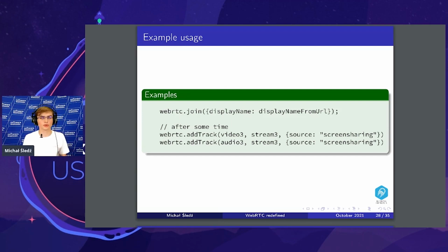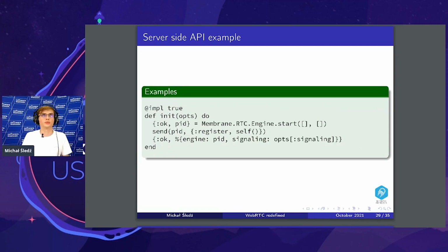So we don't have to think about any SDP or ICE stuff or race conditions, and we are provided with some abstraction layer. After some time, we can try to add more tracks. Let's say that we want to start the screen sharing. So we are just adding new video and audio tracks with source screen sharing, and that's all. I think that's pretty simple. And we also have a server-side API. Server-side is pretty simple at this moment.